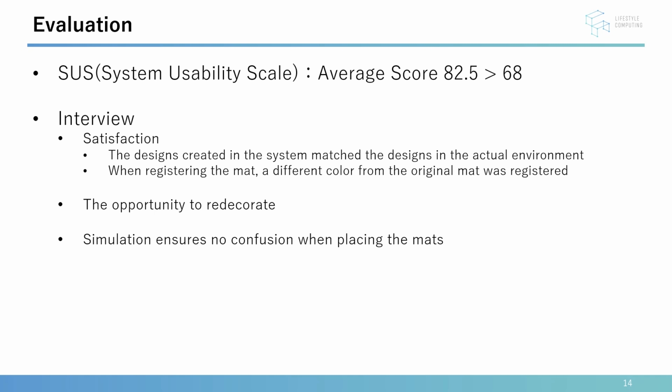The participants were asked to complete the System Usability Scale (SUS) to evaluate the usability of the system, and the average score was 82.5. Since the average score for SUS is 68, this suggests that the system is useful for creating puzzle mat designs. Additionally, interviews with the participants were conducted to assess their satisfaction. Most participants reported that the designs created in the system matched the arranged designs in the actual environment.